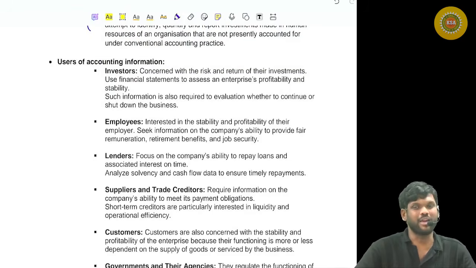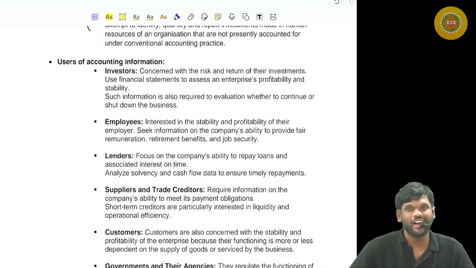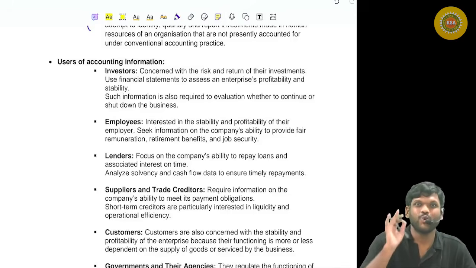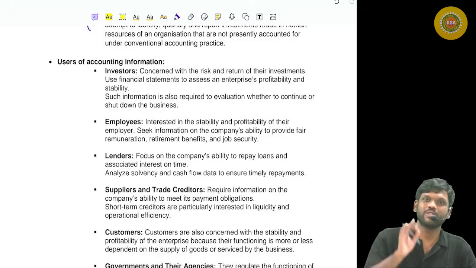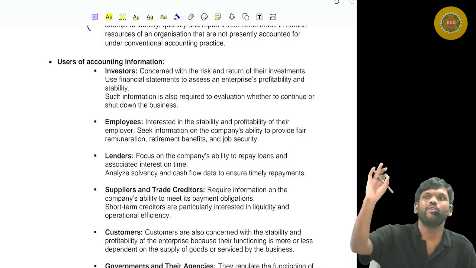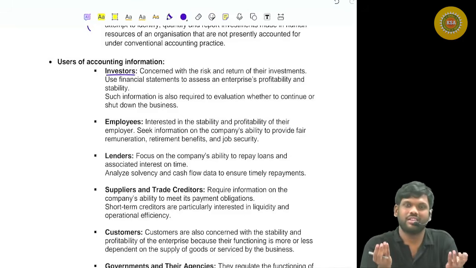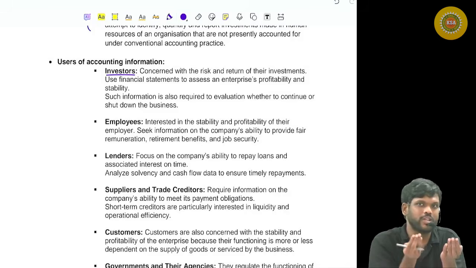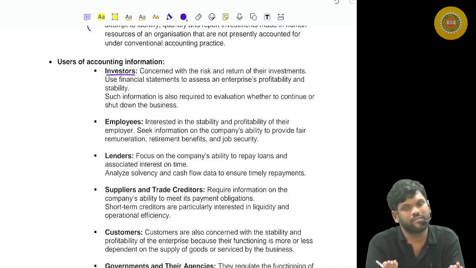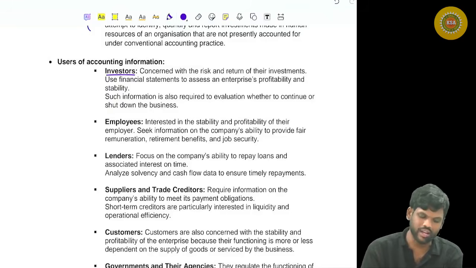Guys, if I remember correctly, we would have learned this in 11th standard, so I don't know how many of you remember now, but same thing. Users of accounting information means whatever information accountancy is giving, who will be using that? Simple. One is investors, because they have given money to the business, so they should know how is the financial performance and financial position. So investors will be concerned about the accounting information.